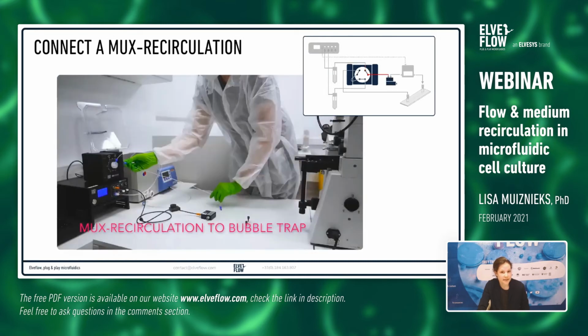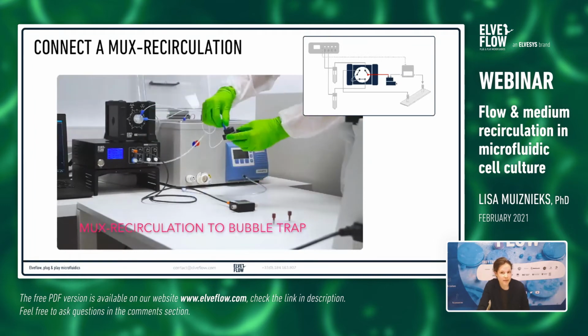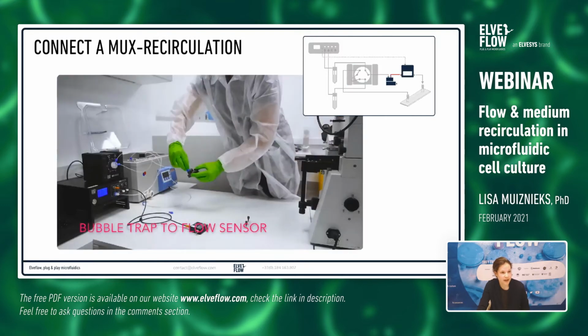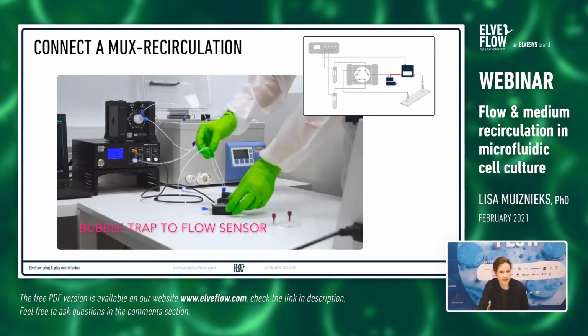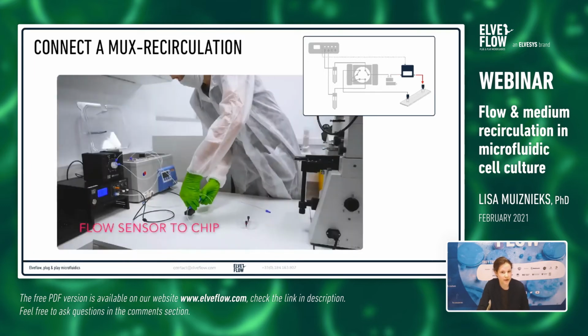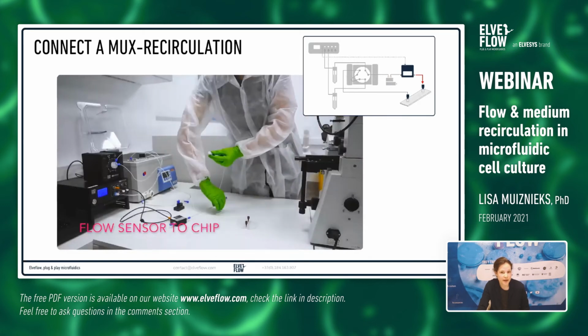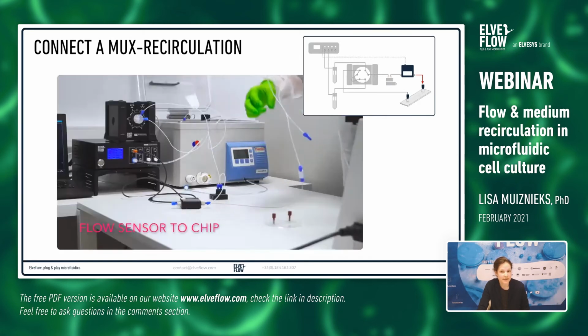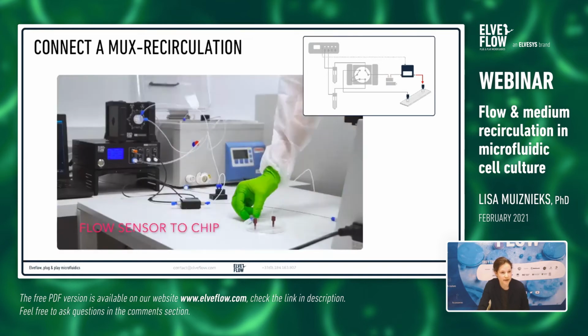Then we connect the MUX recirculation to a bubble trap. Now, a bubble trap removes air bubbles from the liquid as the liquid flows through it. Then we connect the bubble trap to the flow sensor. And the flow sensor is used to monitor and control the flow rate. And then the flow sensor to the chip. Here we are using a union connector in place of the chip for now, so we don't push air in the chip while we purge all the tubing on its first filling.